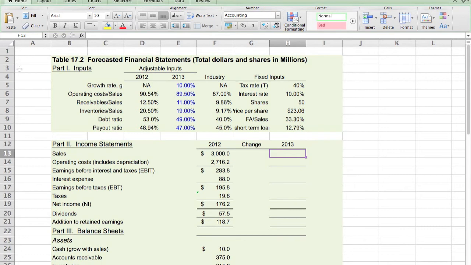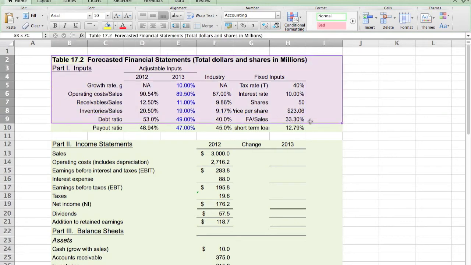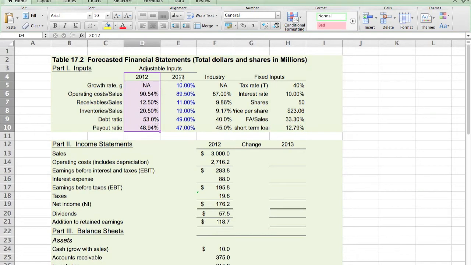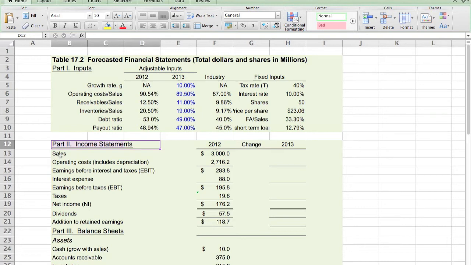Hello, we are a group of girls going to explain for you how to forecast financial statements. This table is given to forecast the financial statement. We have here 2012 and expected data for 2013. First, we will solve the income statement for 2013.